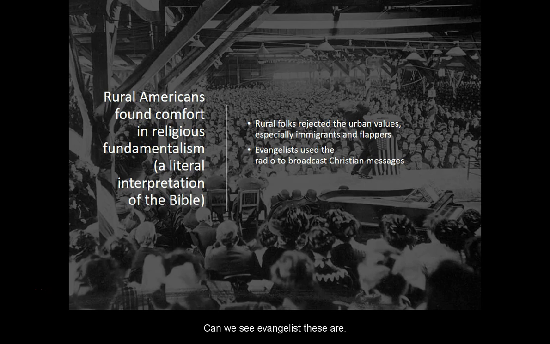And then we see evangelists. These are Christians who go and use radios to broadcast Christian messages around the country. In many cases, they're very exaggerated, very loud, and try to get your attention. They go on the radio and they broadcast their beliefs to most of the country, because by this time period, we've got radio broadcasts that really come in and help bring the nation together.